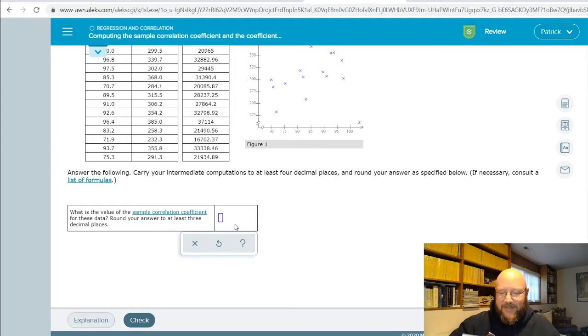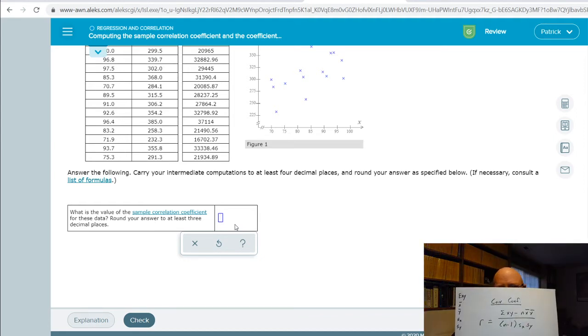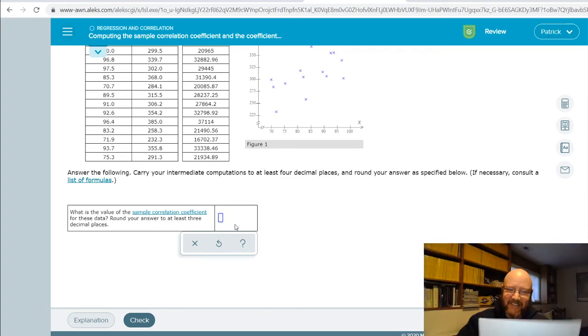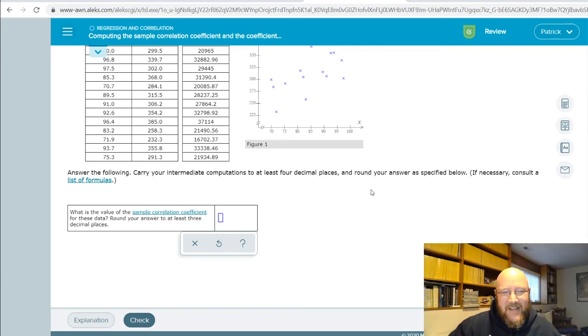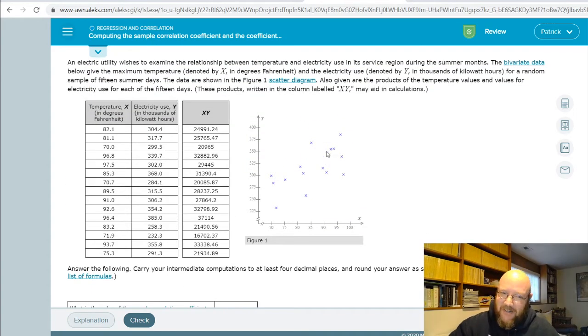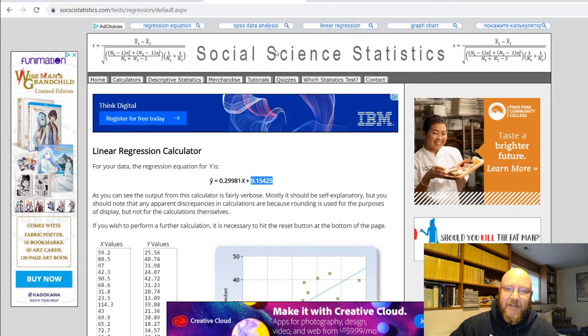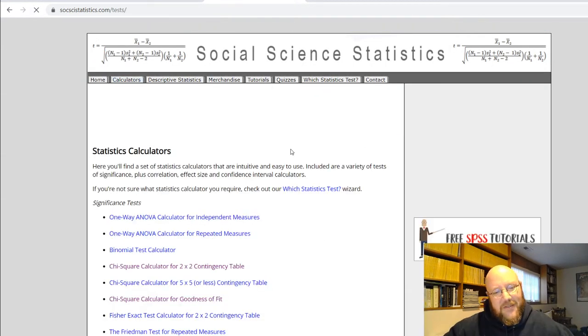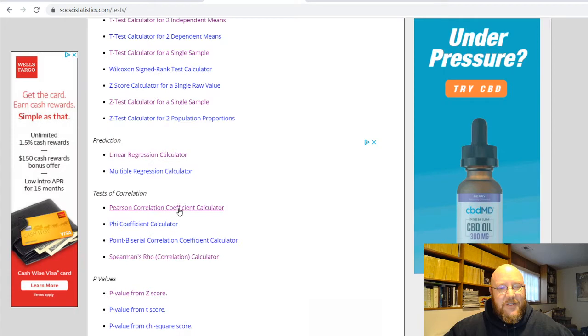Now, unfortunately, here's the formula that you're going to use in order to do that. Or, and I recommend this, you can take this data here, go back to the linear regression calculator in Social Science Statistics, click on calculators, and there's actually a correlation coefficient calculator in here that you can use. It's this one right here, the Pearson correlation coefficient calculator. Click on that.